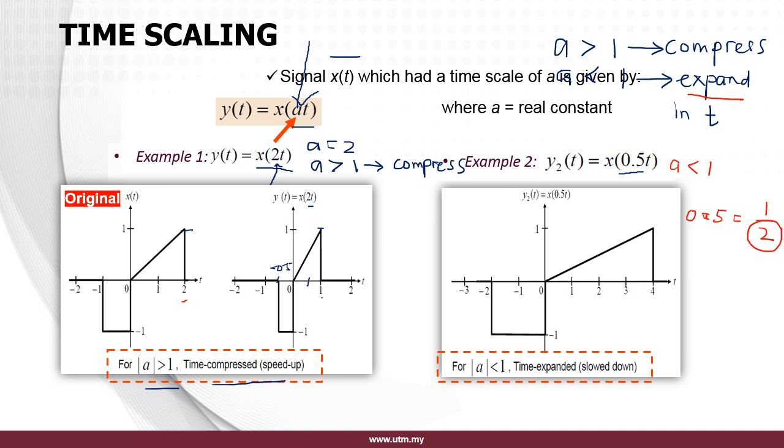So in this case, 2 becomes 4, 1 becomes 2, and minus 1 becomes minus 2. So all t will be multiplied by 2. You can see that the signal is expanded in the time domain by 2.